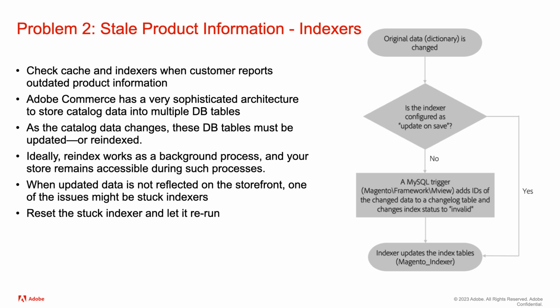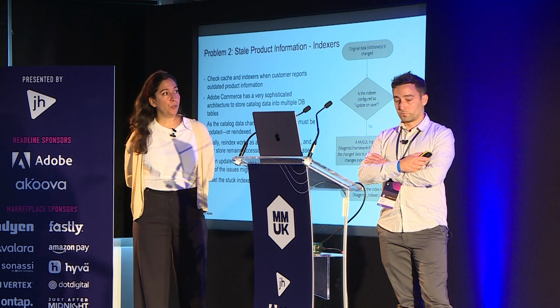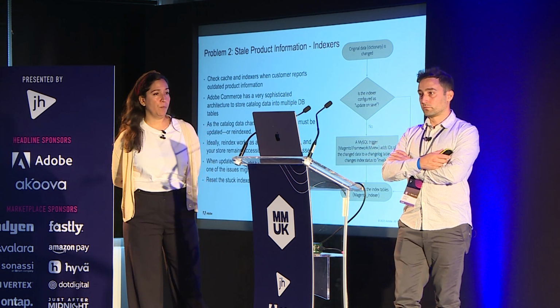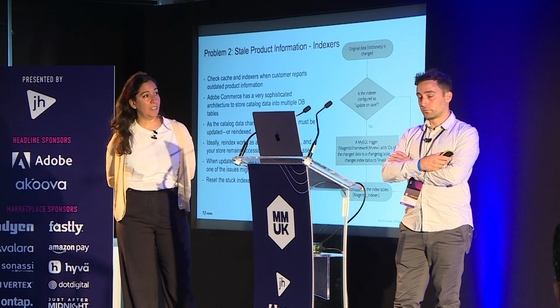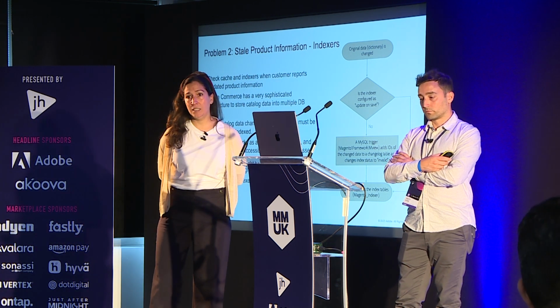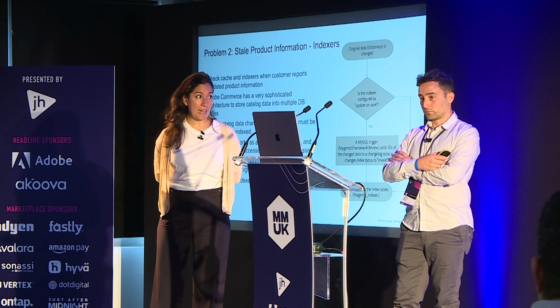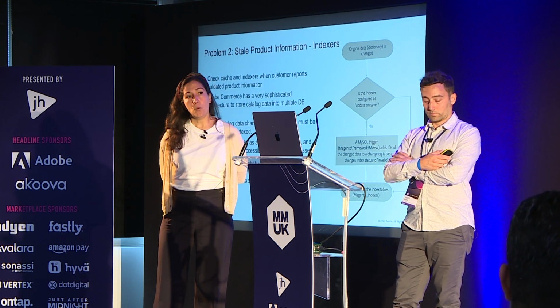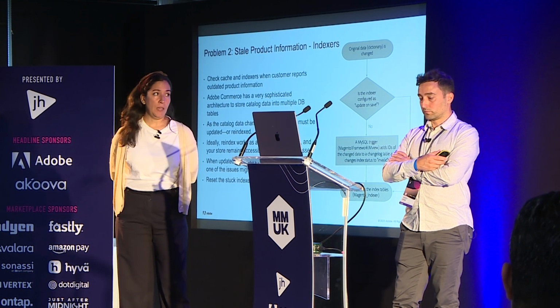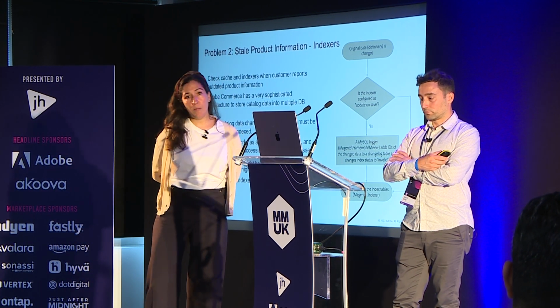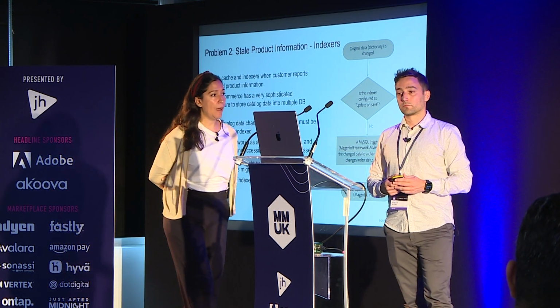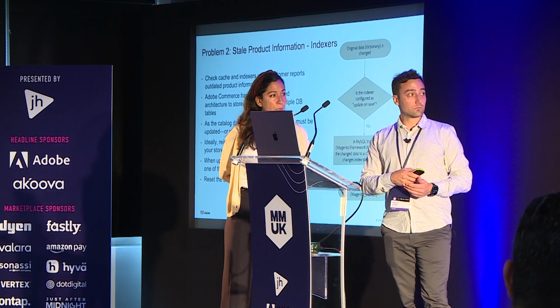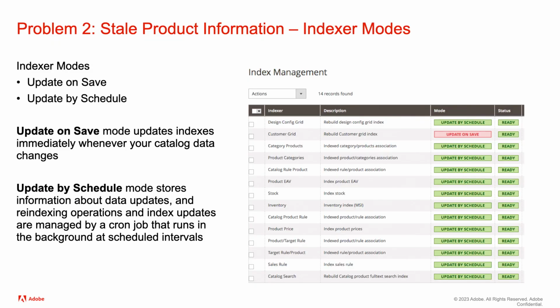Adobe Commerce has a very sophisticated architecture, and to store catalog data and product information, it does so in multiple tables. So when something changes in the catalog, all these tables need to be updated, or rather indexed, re-indexed. When we use update on schedule, it will be a background process and it won't affect your front end.